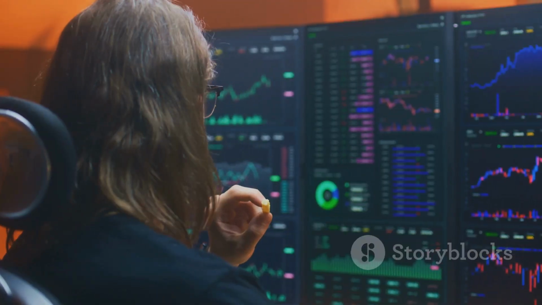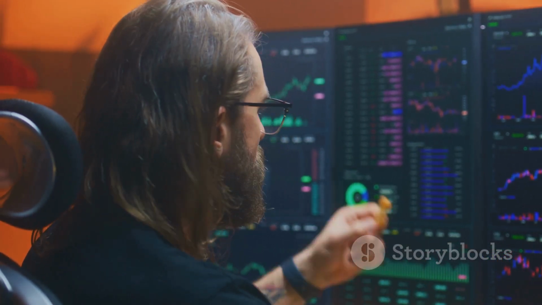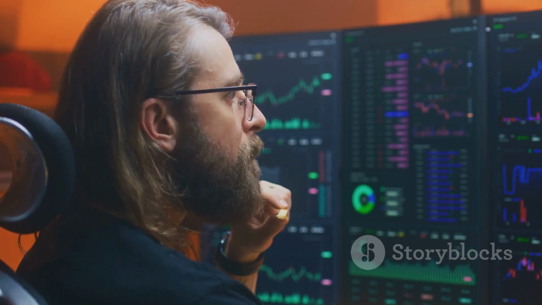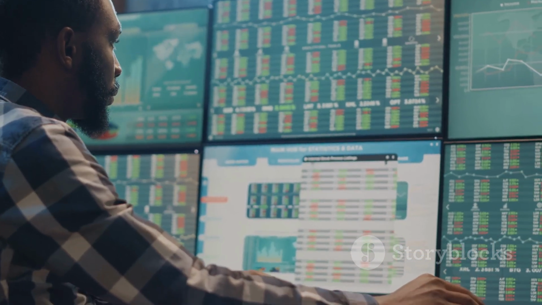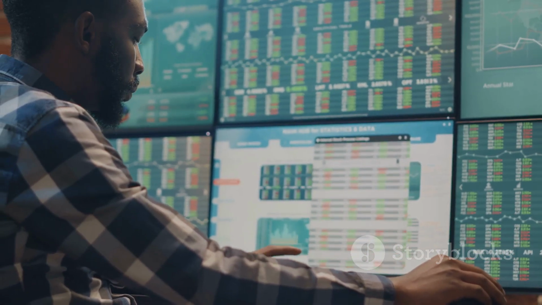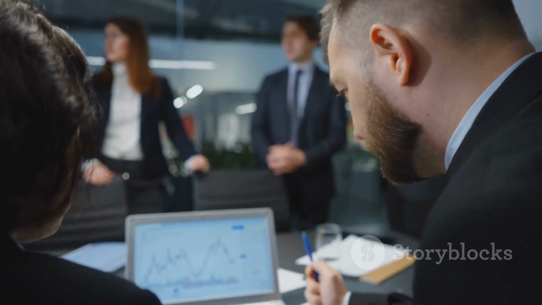And don't forget to stay updated with global news, as geopolitical events and economic data can have a significant impact on currency prices. By leveraging these resources, you'll be better equipped to navigate the Forex market and make informed trading decisions. So dive in, keep learning, and happy trading.